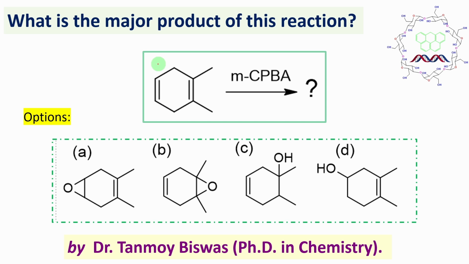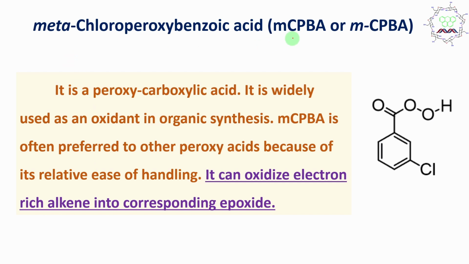Today we shall discuss a very interesting MCQ: what is the major product of these reactions? So this is actually a non-conjugated diene reacting with m-CPBA. What is the product? Before going to the details, let's learn a little bit about this m-CPBA, or meta-chloroperoxybenzoic acid.